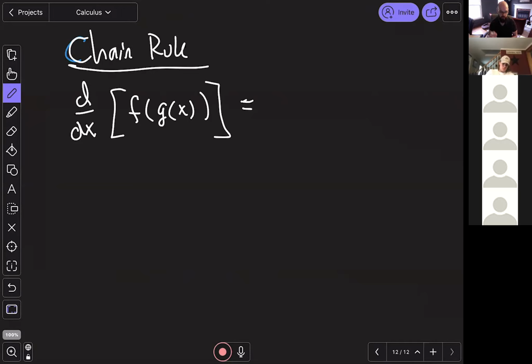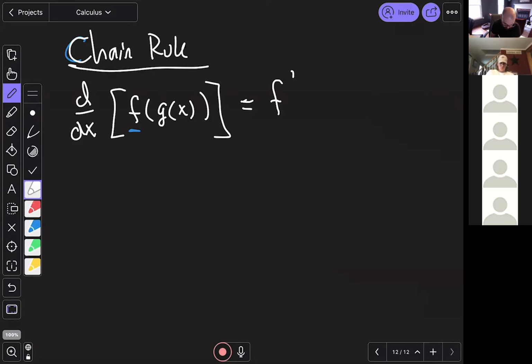Okay, and the way that this breaks down is we're going to look at our outside function. So the outside function is going to be f of x. And the first thing I do is take the derivative of my outside function. So that's going to be step 1, take the derivative of your outside function.